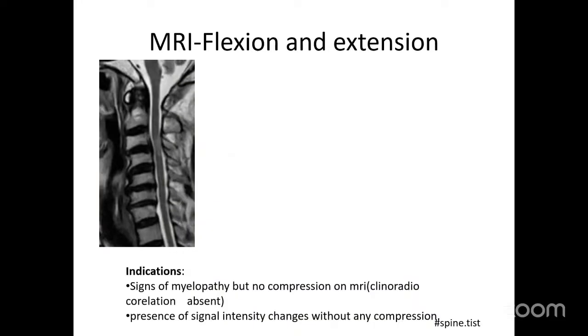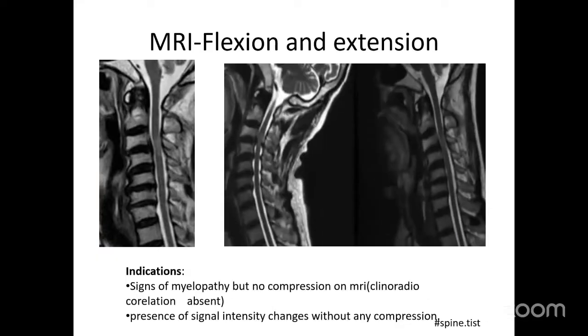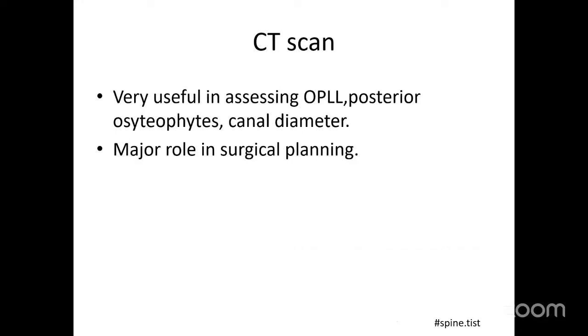Looking at this figure, it doesn't show much compression, although there are signal changes in the cord. But again, when the MRI is done in flexion and extension view, in extension you can see compression is very severe. This is the same MRI, right? So you should always suspect when you have the signs, you can elicit the signs and there are symptoms, and it doesn't show in MRI, you should go for flexion extension view.